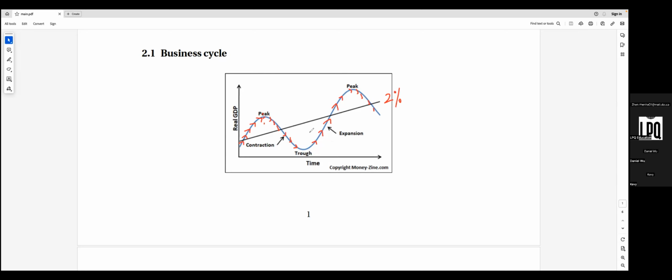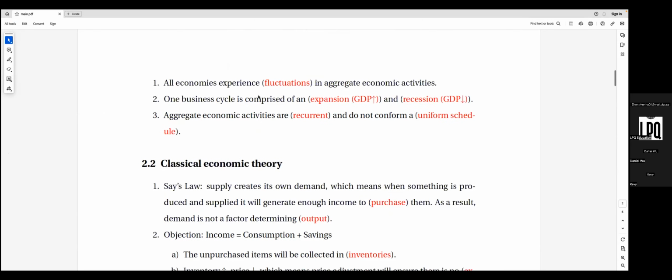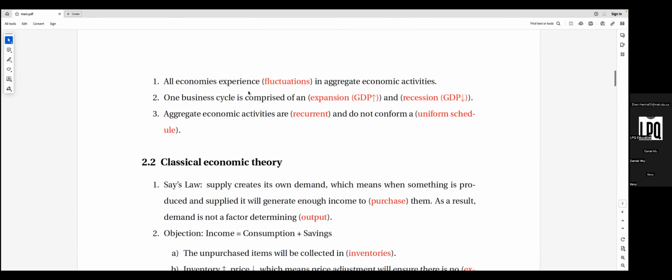Business cycle basically refers to these ups and downs in the overall economic activities. Let's turn to the next page. Now you can feel the definition of a business cycle. All economies, all countries, all nations must experience these fluctuations in aggregate economic activities, ups and downs, and we call this a business cycle.